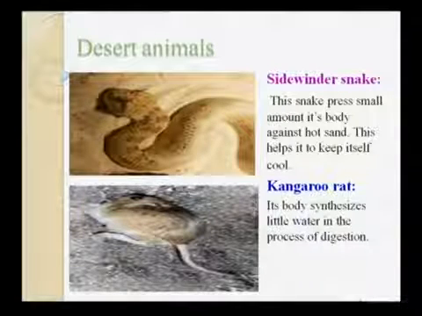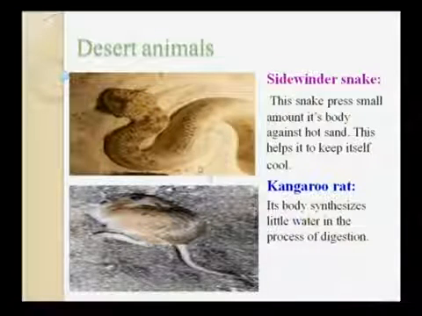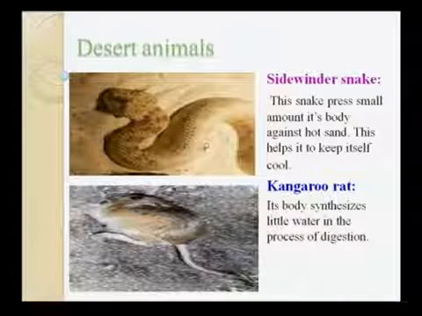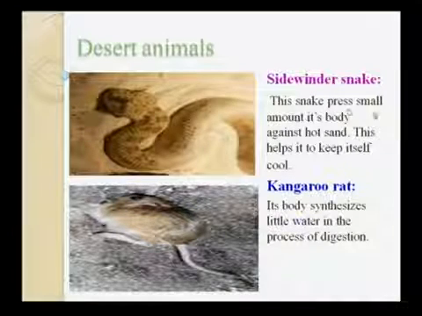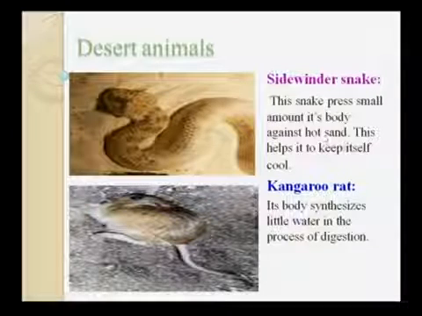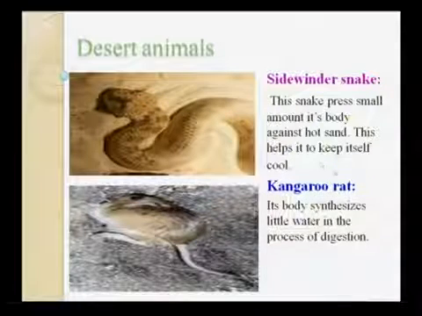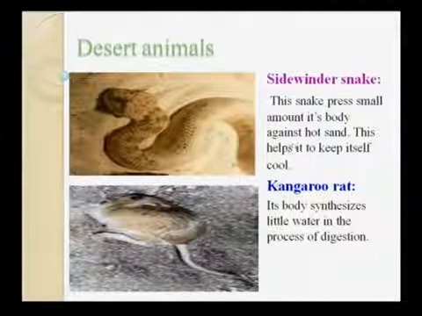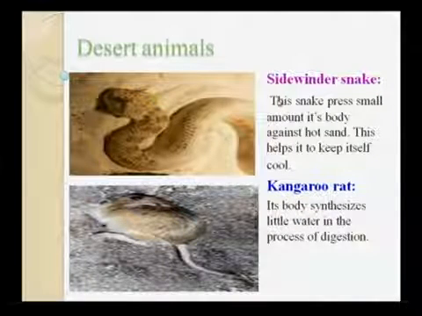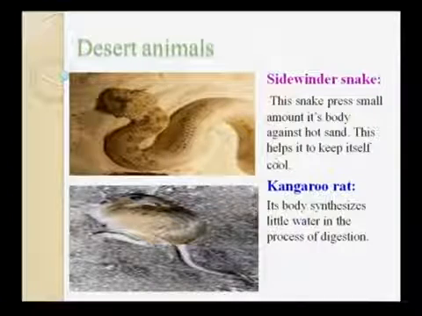Okay, so now let us learn about some more adaptations of the desert animals. Do you know about the sidewinder snake? Okay friends, let us discuss the adaptations of the sidewinder snake. Okay, so look at this, friends. This is the sidewinder snake. Do you know what the adaptation of the sidewinder snake is? The snake presses a small amount of its body against the hot sand. This helps it to keep itself cool. So that is the technique this snake uses to protect itself from the hot sand.